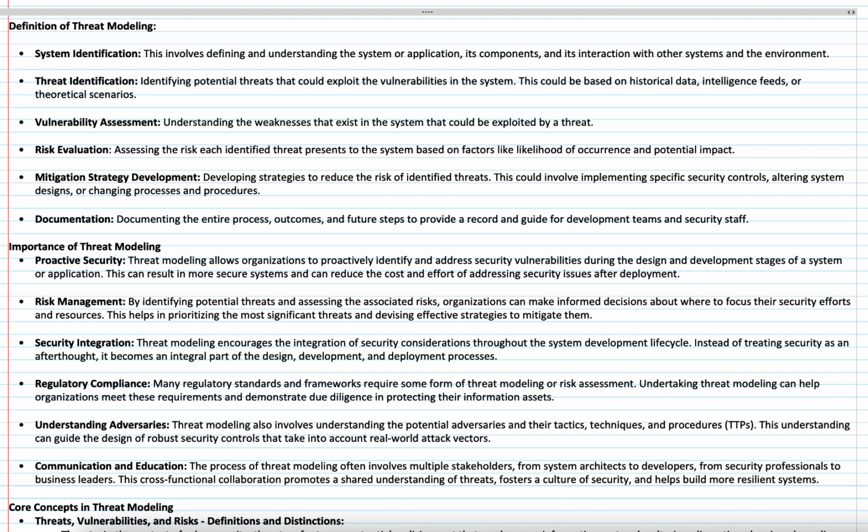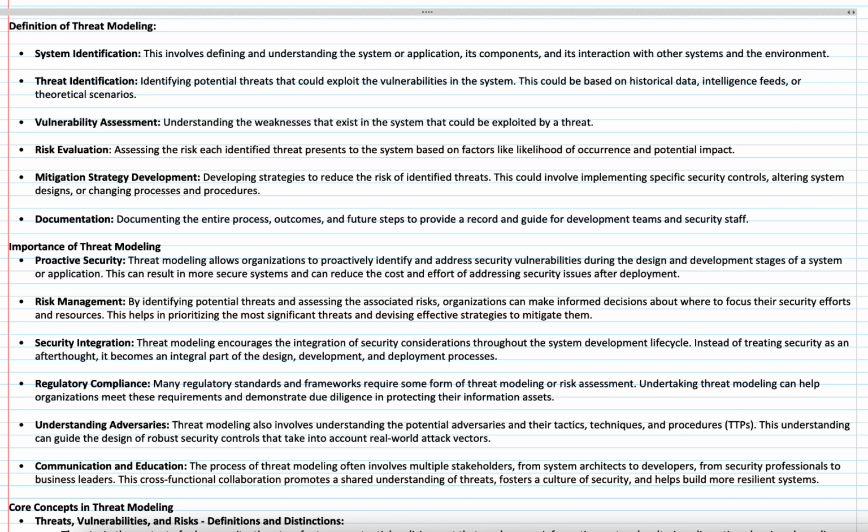The other part, from a definition standpoint, is threat identification. So we have system identification and we have threat identification. Threat identification deals specifically with the potential threats that could exploit the vulnerabilities in that system. Now, this could be based on historical data that you may have. It also could be based on intelligence feeds, so you sign up for some sort of intelligence feed that provides you that information. Or it could be just theoretical scenarios that you go through in your mind. But you look for the potential threats that could be affecting or exploiting that specific system.